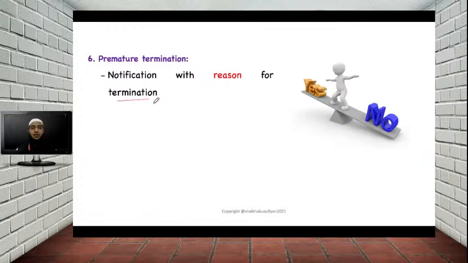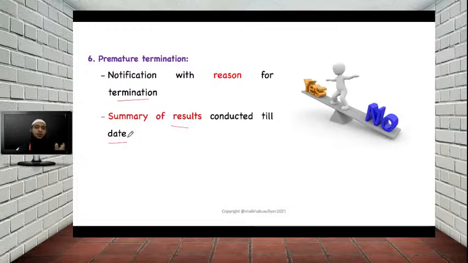Such notification with the reason for termination should be given, and when you are doing this, before completely terminating the study, you must also see that the summary of the results obtained till date is given in that particular document. So before premature termination, you are also giving the summary of the result, so that it can be used as a reference point for others who are doing trials in the future. Okay, so this is about premature termination, whether it is by the investigator or the sponsor, or by the ethical committee.